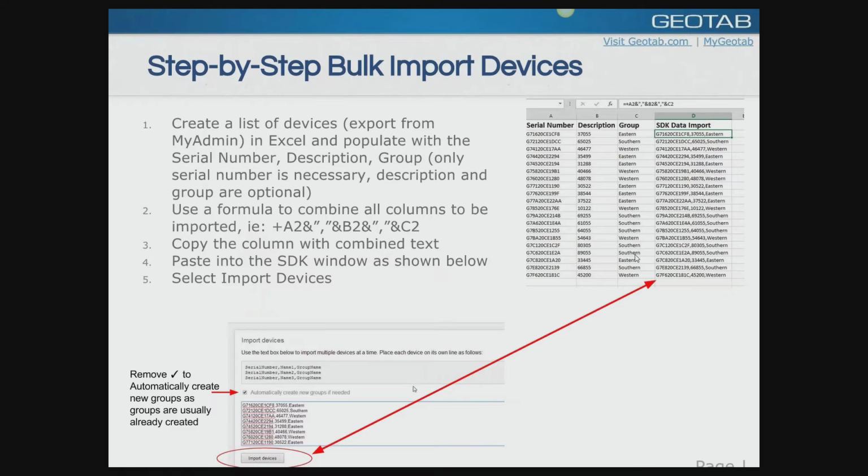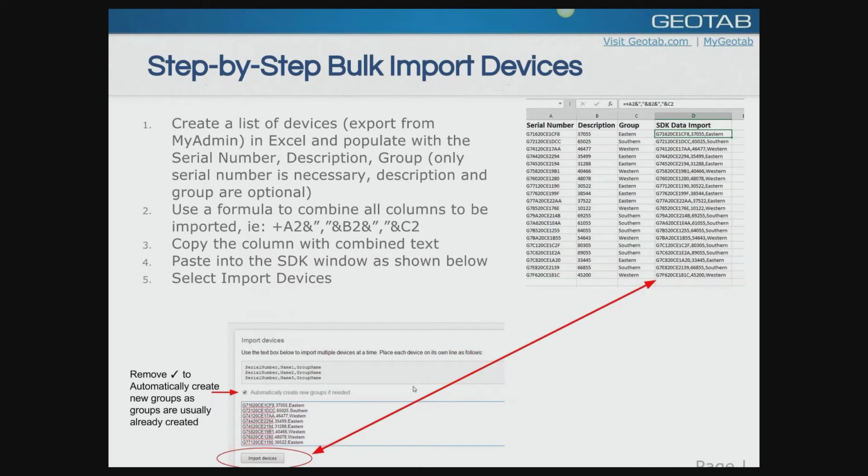Now from there, it will actually bring you to a screen that's got a box for you to input the data into. And you can see it gives you an example format of how it should be laid out. So for example, with the devices, it's going to want the serial number first, and then the description or the name of that vehicle and the group that it belongs to. And you can see that it's comma separated.